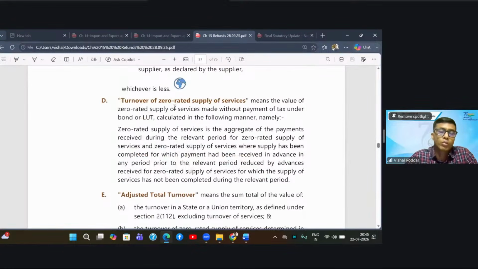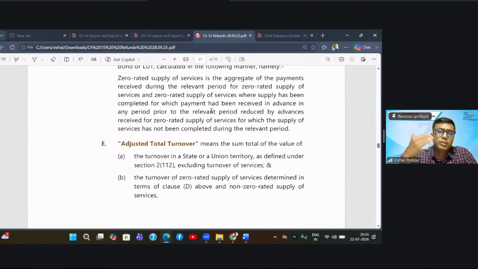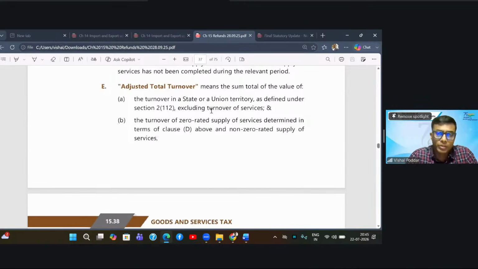Similarly, for a turnover of zero rated supply of services means the value of zero rated supply of services made without payment of tax under LUT or bond, and it is calculated in the following manner. So the manner is simple. You'll have to identify what is the value of zero rated supply of services where you have received payment in advance, then the amount which you have received in advance, or where the invoice is given and payment is not received, then the amount mentioned in the invoice.